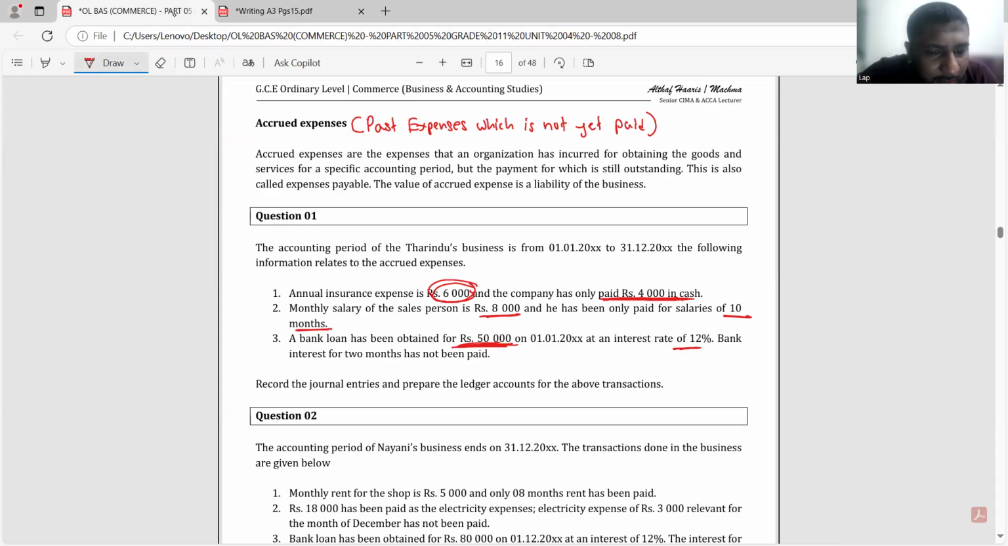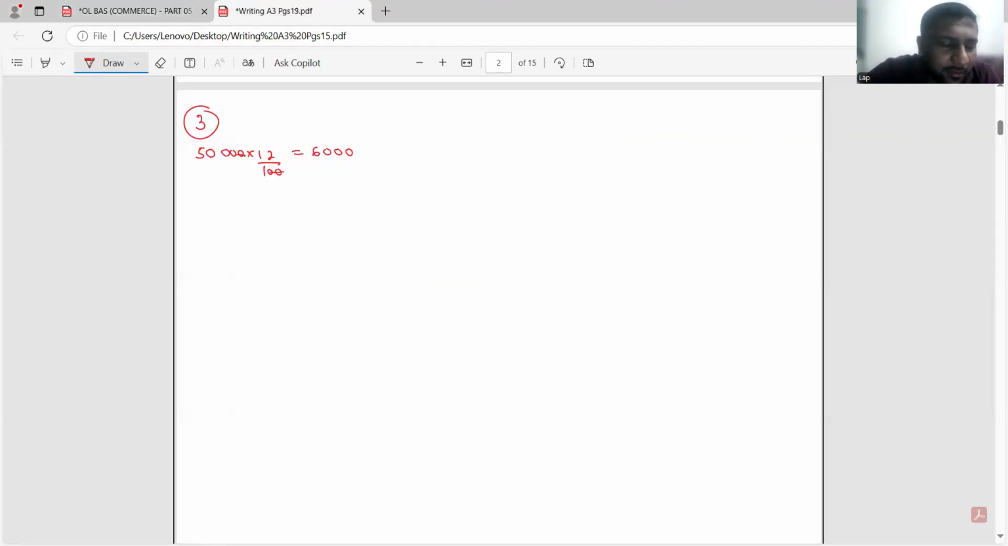Bank interest for 2 months not paid yet. So paid only 10 months, no, lamai? Interest paid is 6,000 divided by 12 into 10. That means interest you have paid only 5,000, only for 10 months.